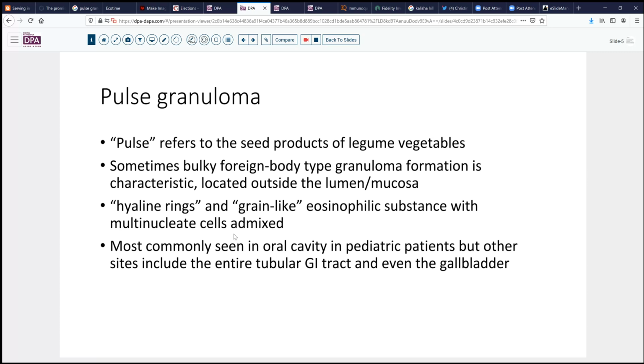Now, clinically, these are fairly common in a pediatric patient age group in the oral cavity, or in some adult populations where they are edentulous or have lost their teeth. But they have been reported to occur pretty much everywhere in the entire tubular tract, and even rare cases in the gallbladder, although usually those are associated with some sort of a fistula formation.